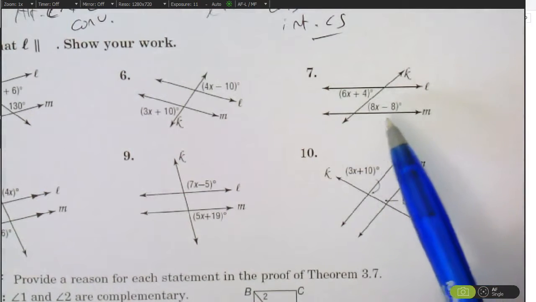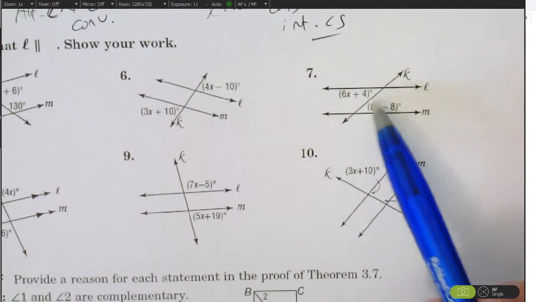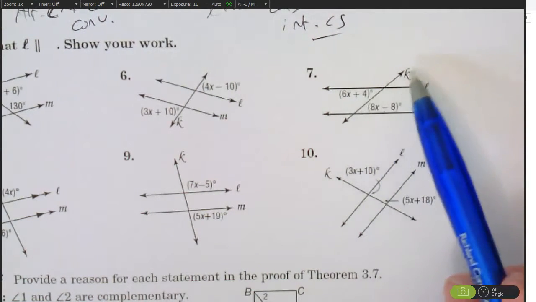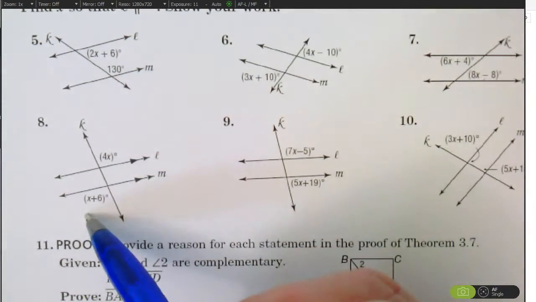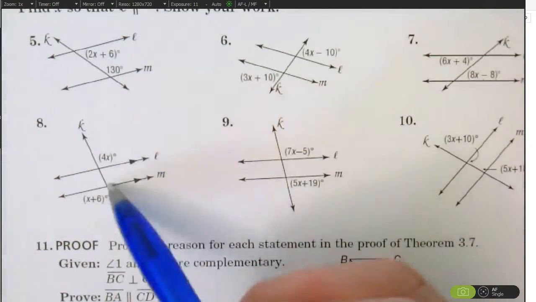7, those are a pair of alternate interior angles. So set them equal, solve for X, that'll make L and M parallel. Number 8, these are a pair of alternate exterior angles. So set them equal, solve for X, you'll get your parallel lines.